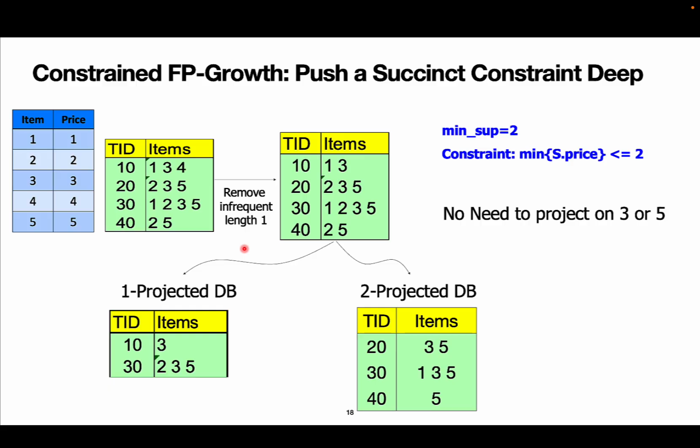Normally, we would create projected databases for 1, 2, 3, and 5, but due to the constraint minimum s.price less than or equal to 2, we only need to create projected databases for 1 and 2, which minimizes the amount of work FP growth will need to do. This constraint is succinct because it can be pushed deep into the mining process, which allowed pruning projected databases upfront.